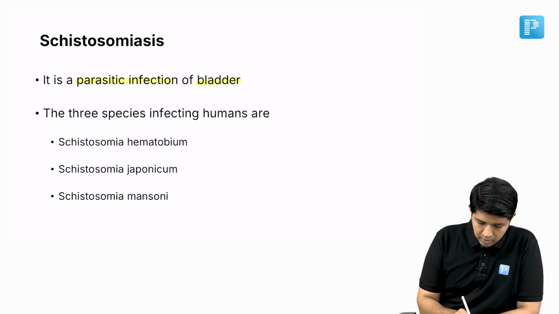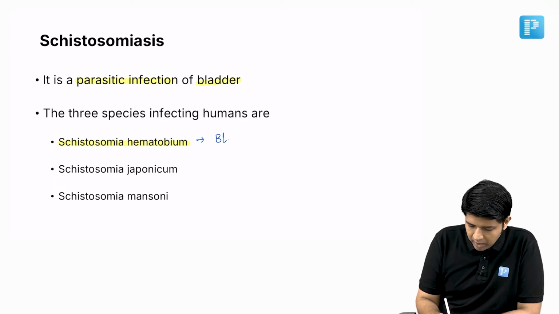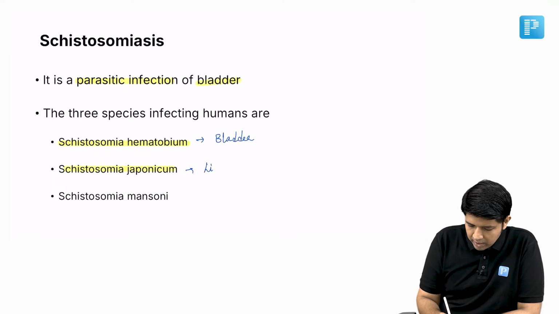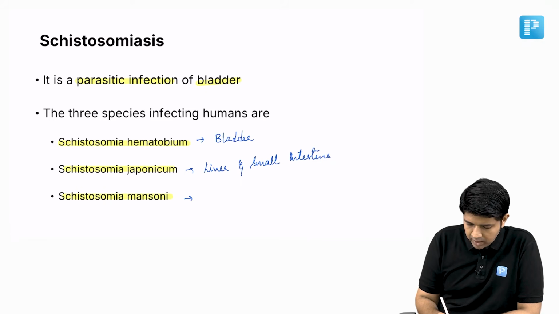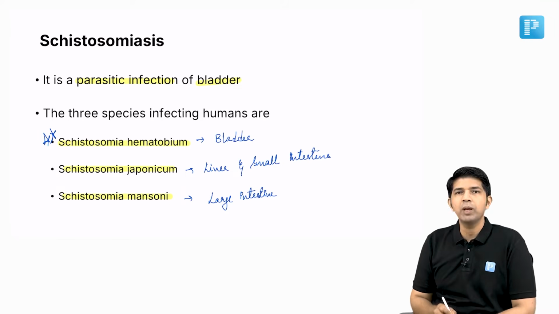Now in humans, you can have Schistosoma haematobium. This is the one that infects the bladder. You can have Schistosoma japonicum. This infects the liver and small intestine. And finally, you can have Schistosoma mansoni. This is something that infects the large intestine. What we are bothered about is the Schistosoma haematobium.